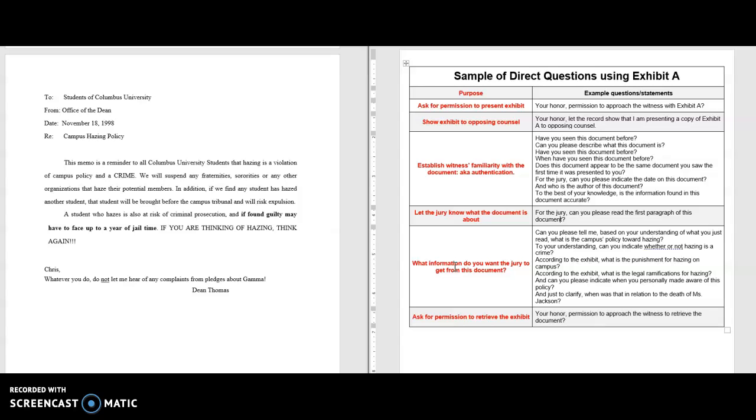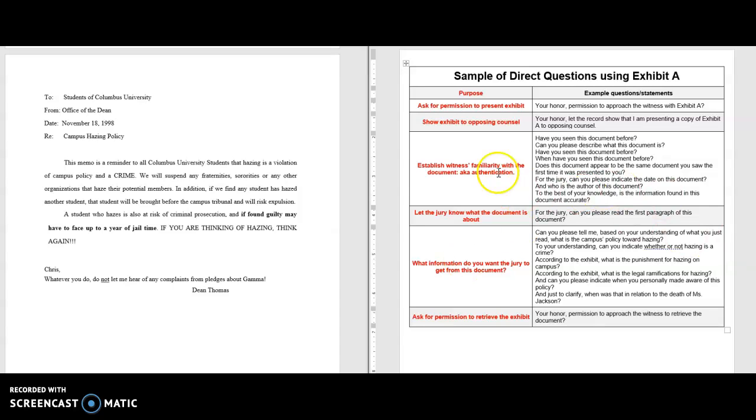Lastly, you ask for permission from the judge to retrieve the document before moving on to your next line of questioning. So essentially here we have three different parts of presenting an exhibit. The first one is identification, after, of course, the permission to present.